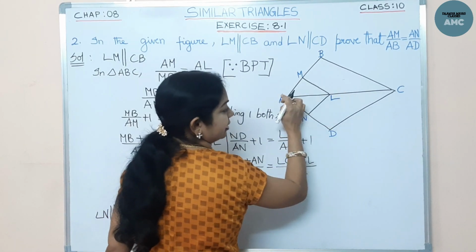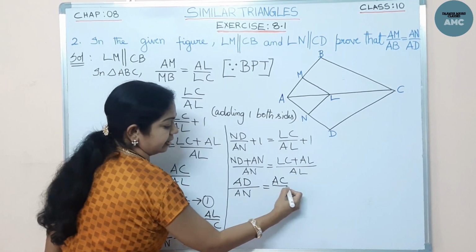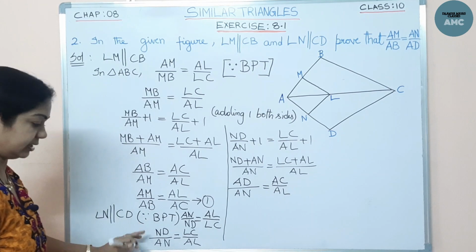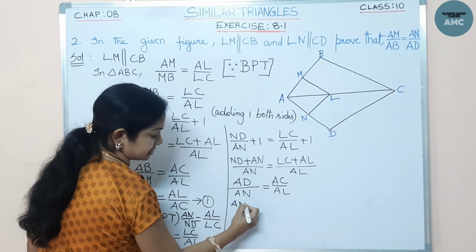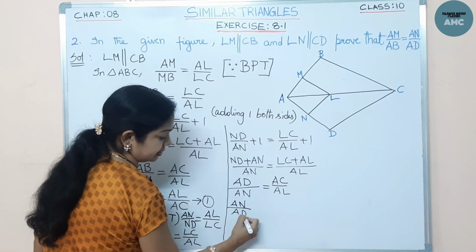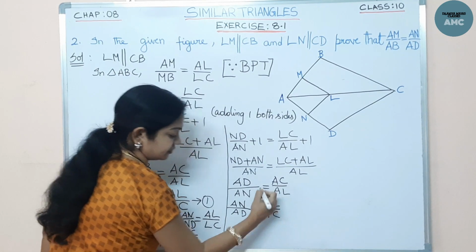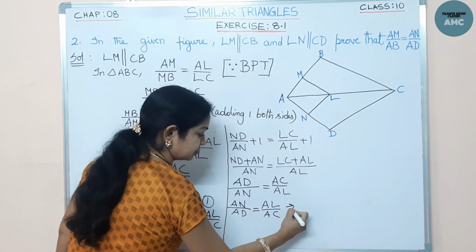LC, AL. That comes to the complete AC, isn't it? AC by AL. Now we have started by reversing the numerator to the denominator. Now again I'll reverse it. Both sides, AN by AD is equal to AL by AC after reversing. Right. Now let this be equation 2.